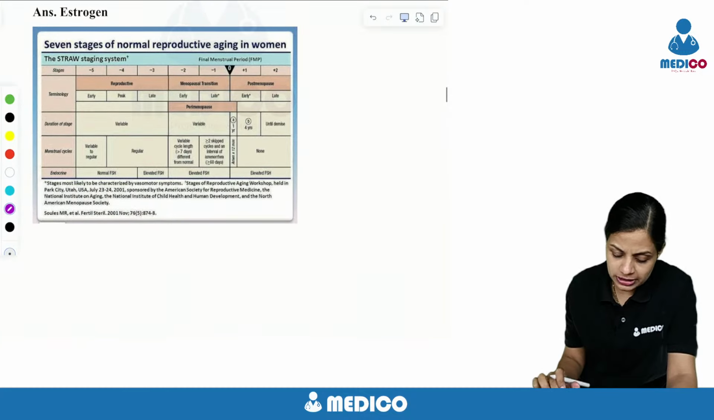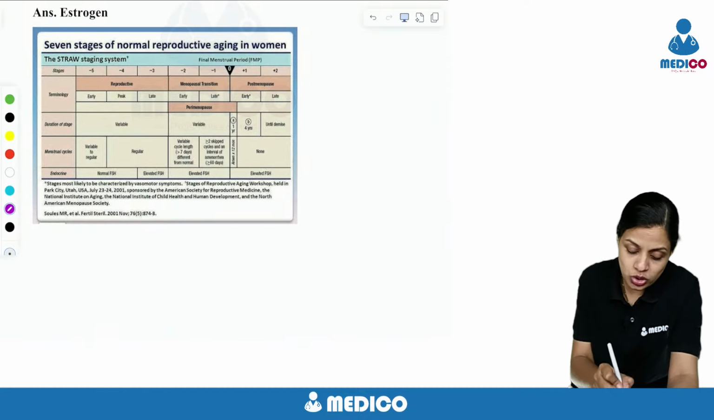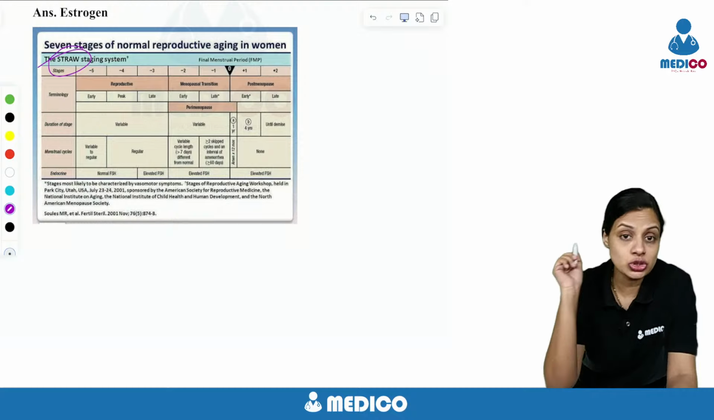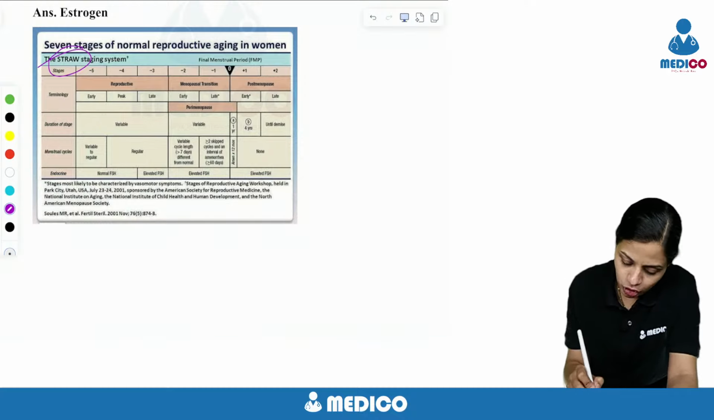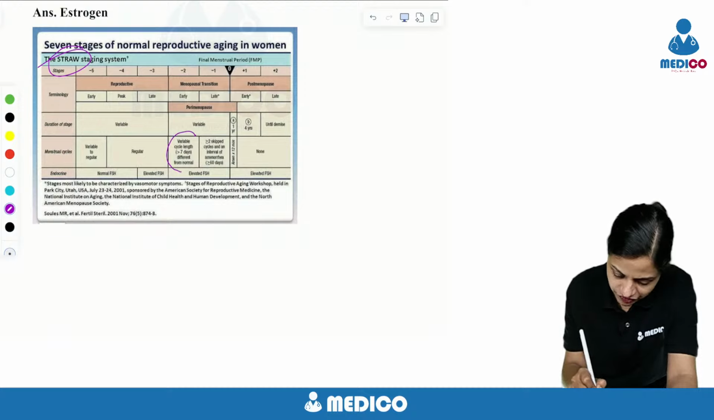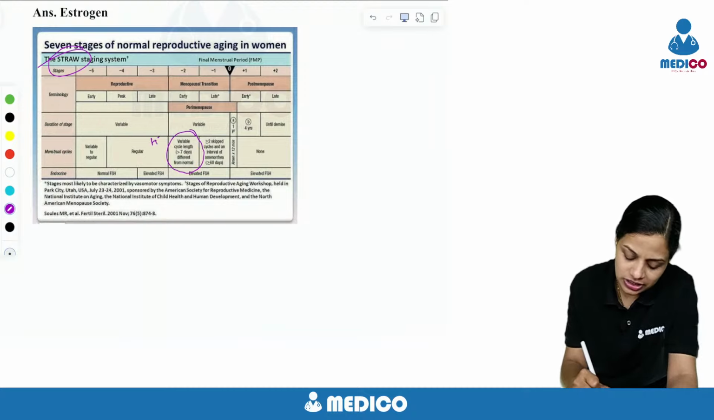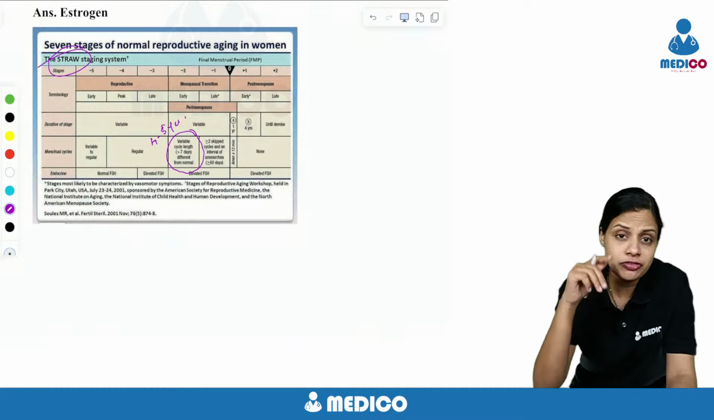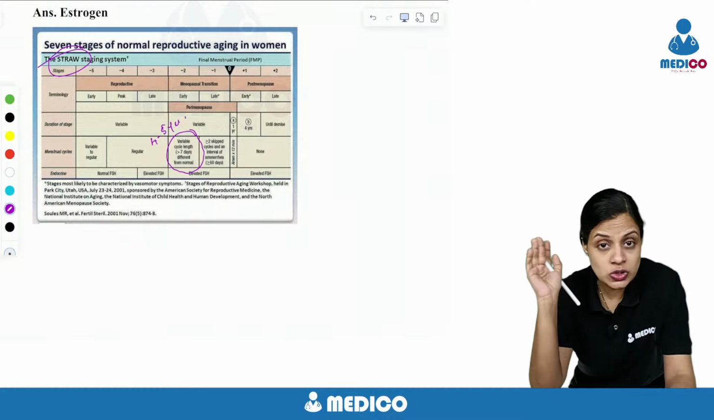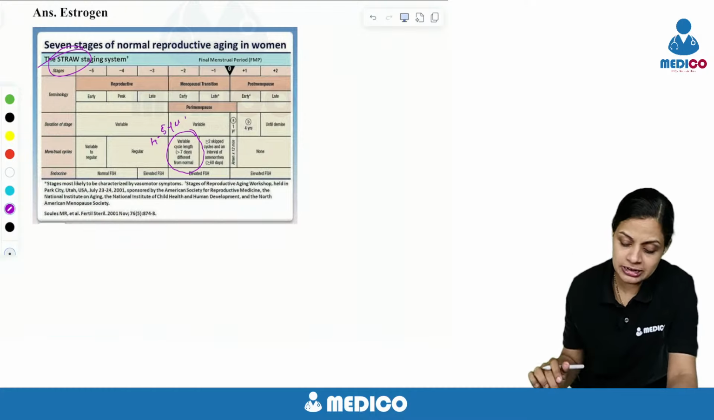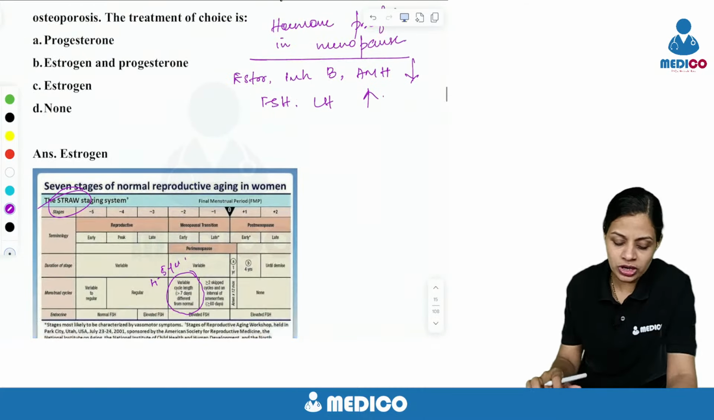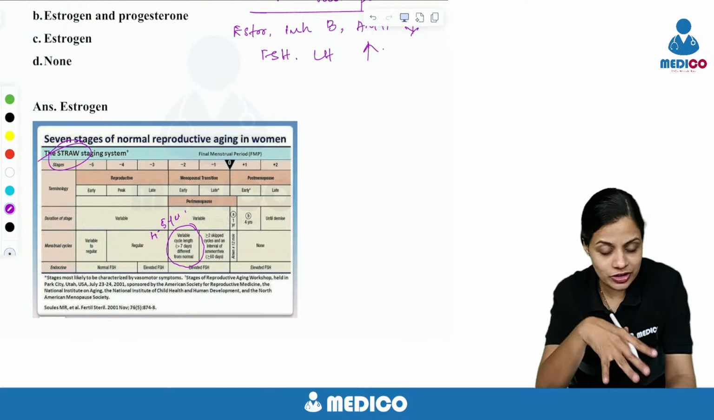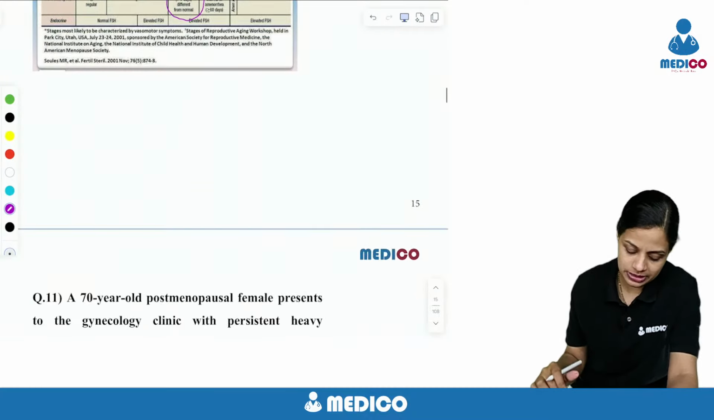Now they've got the reproductive staging. This is the STRAW staging system. It is used for the reproductive aging in women. And there is a period called the perimenopause where you have got a variable cycle length which lasts around 4 to 5 years. But none of that was our question. Our question was how to treat osteoporosis in this particular woman. The answer is estrogen. We'll discuss that in detail when we come to the hormone replacement therapy in the next questions.